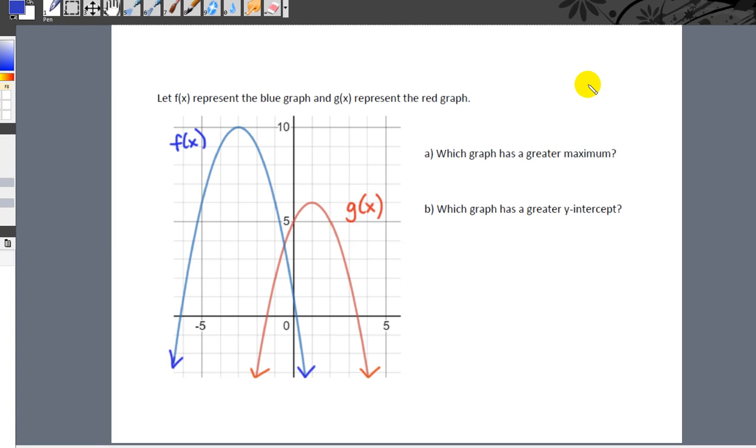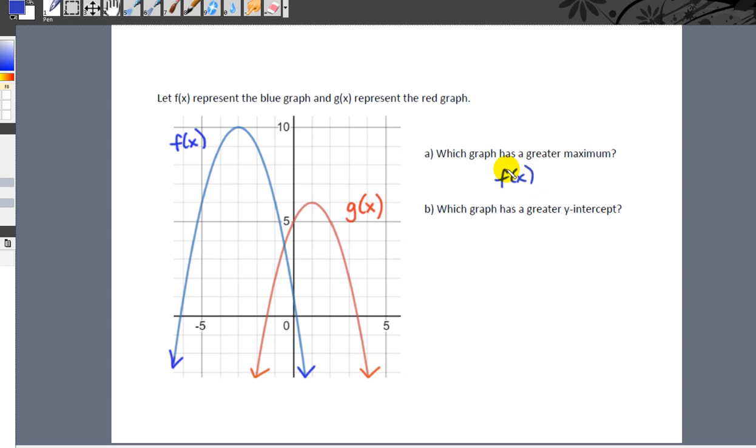Okay, let's look at another example. Let f of x represent the blue graph, and g of x represent the red graph. Which graph has a greater maximum? I can see g of x has a maximum at y equals 6. F of x has a maximum at y equals 10. Well, I know 10 is greater than 6, so f of x would have a greater maximum.